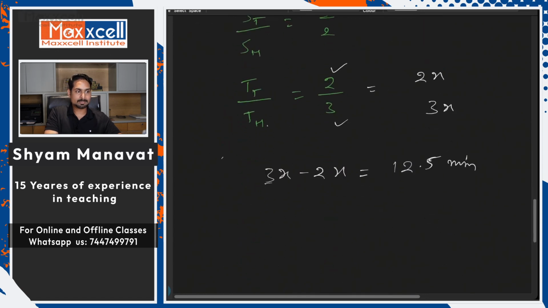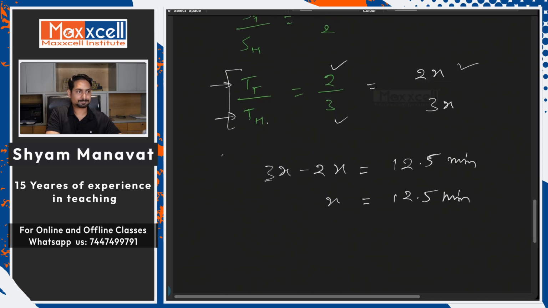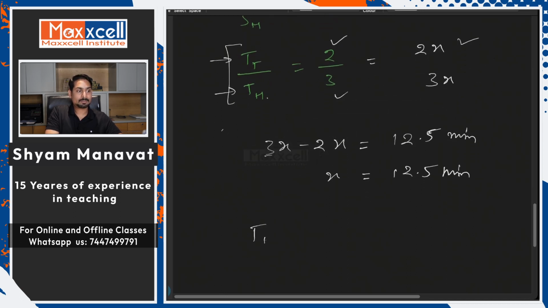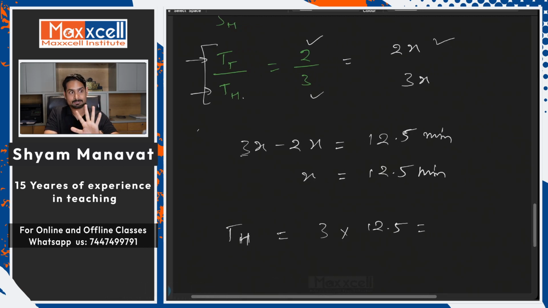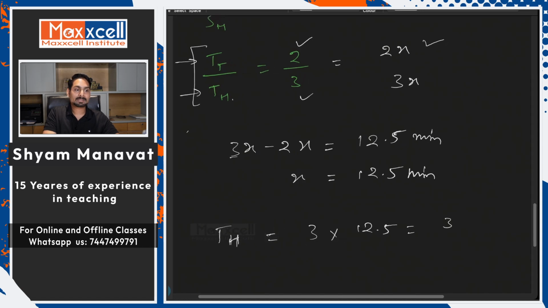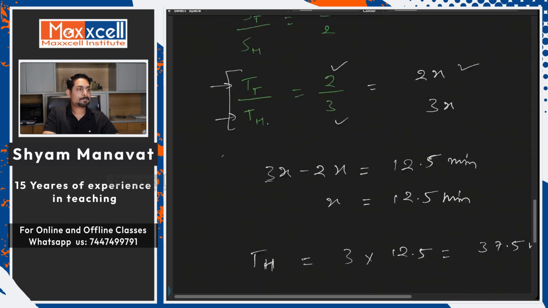Okay, so that way x is equal to 12.5. What is x? X is a multiple constant which we have taken with respect to their time, time for tiger, time for horse. That means the time taken for horse is 3x, that means 3 into 12.5. Guys, when I am solving the practice question, please do not expect me to write all the steps. We have discussed basic steps in our fundamental, introductory classes, right? So this makes 37.5 minutes, the time taken by the horse.